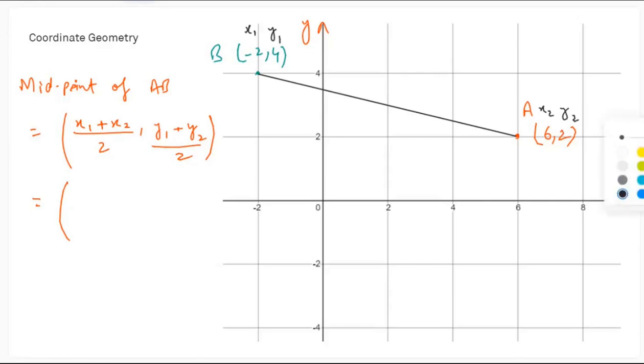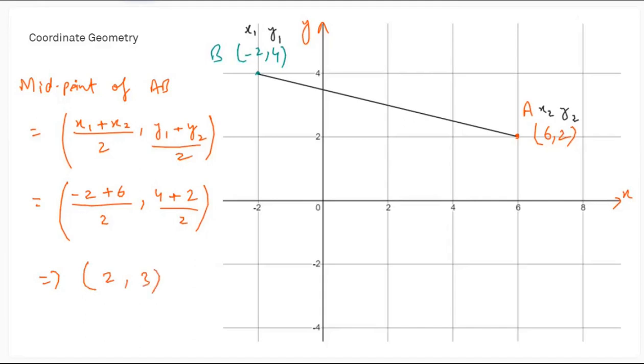What do we get here? So x1 की वैल्यू हमने यहाँ पे क्या लिखी? That's -2. Plus x2, that is 6 divided by 2, and y1, that is 4 plus y2, that is 2 divided by 2, and that gives us 2 and 3. That is the midpoint. The midpoint figure out करने के लिए क्या करते हैं? We use this thing that's called the midpoint formula, x1 plus x2 over 2 and y1 plus y2 divided by 2.